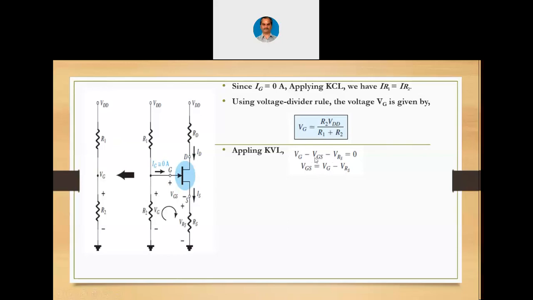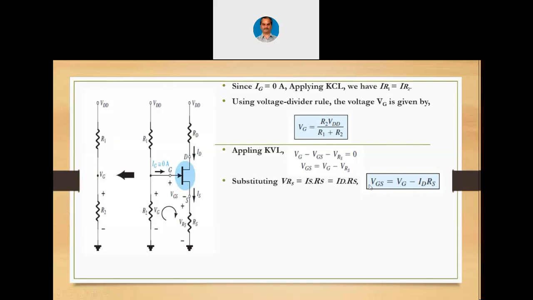If you bring this VGS outside to the other side, you will get VGS equals VG minus VRS. VG is obtained by the upper equation. Now, substituting for VRS, VRS is nothing but IS into RS is nothing but ID into RS. So, finally, VGS equals VG minus ID into RS. Remember this, in the previous circuit, we had an expression where VGS equals minus ID into RS. That was a straight line.